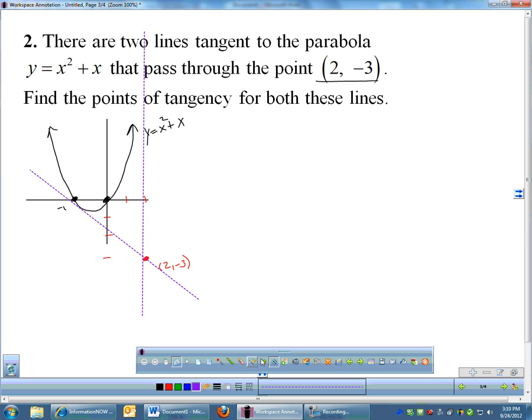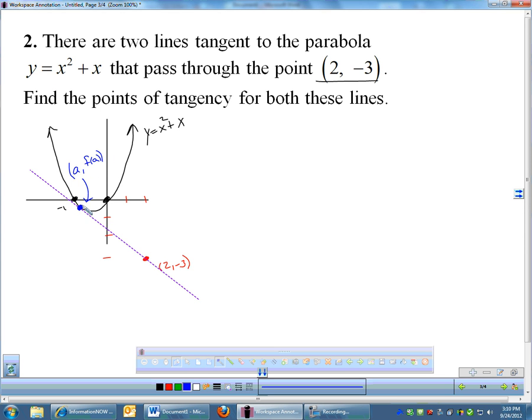Okay, so our challenge is to find the coordinates where they intersect. So I need to find these coordinates right here. I want to find the point of tangency for those tangents. Well, I don't know what the point of tangency is. It's unknown. So what I'm going to do is call that point something general like A. And if my x coordinate is A, my y coordinate is going to be f of A.